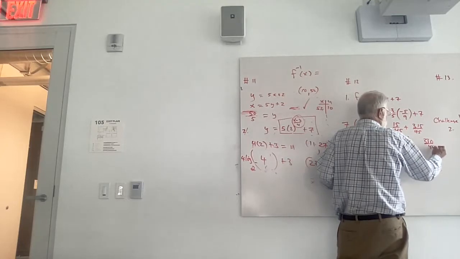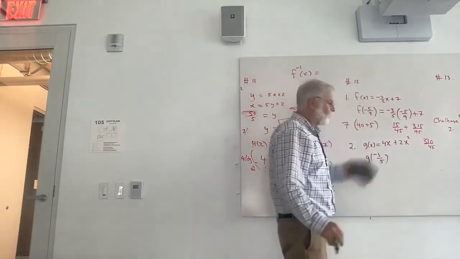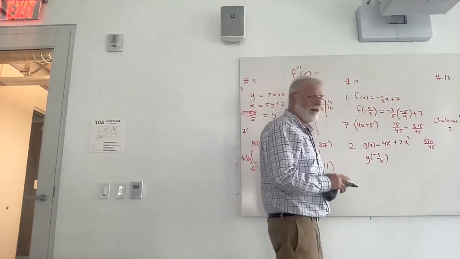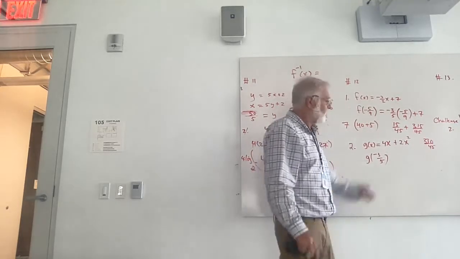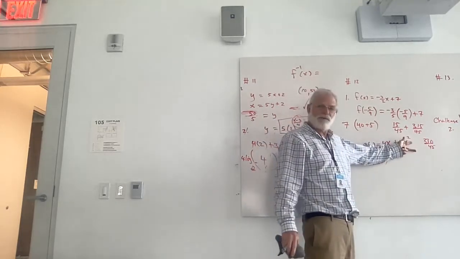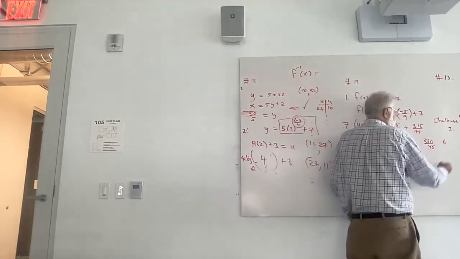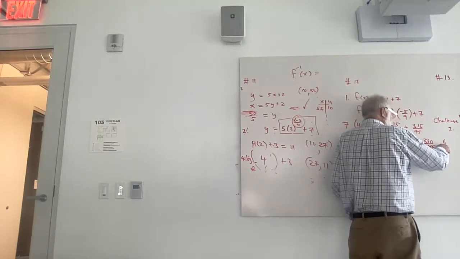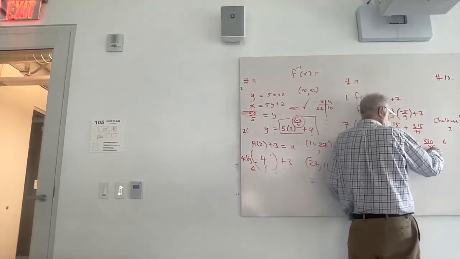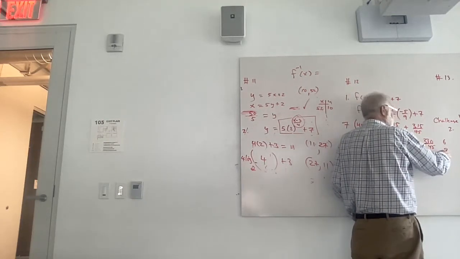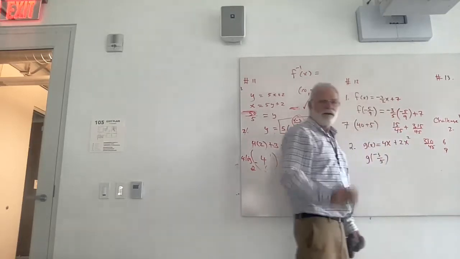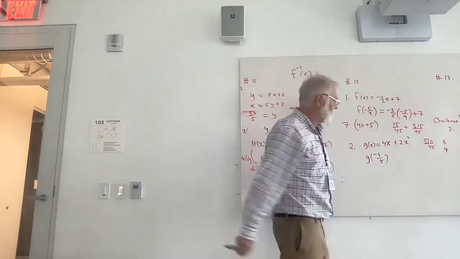330 over 45, and I'm not going to reduce it, but you certainly start with a division by 5 and also division by 3. How do I know that's divisible by 3? Add up the digits. Numerator, 3 plus 3 is 6. Does 3 go into 6? Yes, then it goes into this. 4 plus 5 is 9. Does 3 go into 9? Yes, then it goes into 45. So ultimately, I'm dividing by 15.